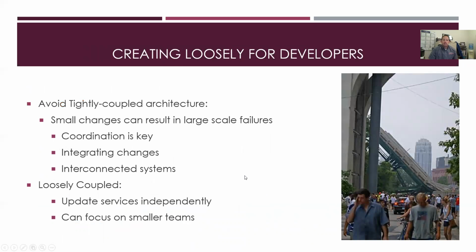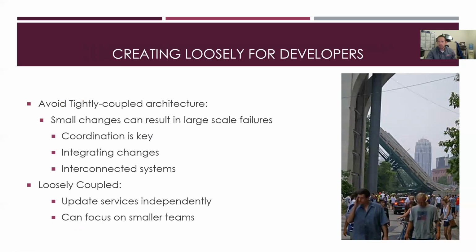So the next section of the chapter we went through was creating loosely coupled architecture for developers. And I think one of the biggest takeaways I got from this one is that small changes can result in large scale failures. So you can see in the background the giant subway system that had crashed and all the people standing around and walking away. It talks about avoiding tightly coupled architecture, but the key is there's coordination to avoid these large scale failures. You're integrating the changes and the systems are all interconnected.